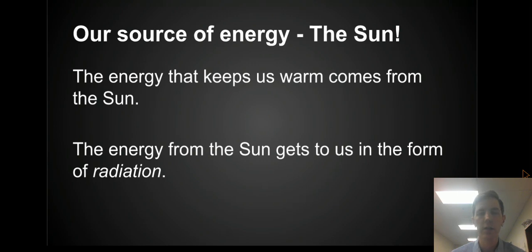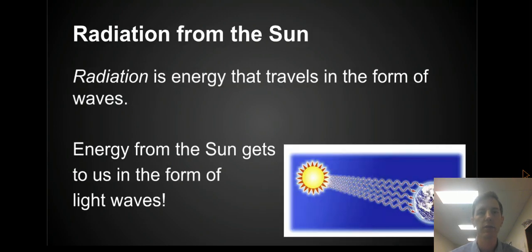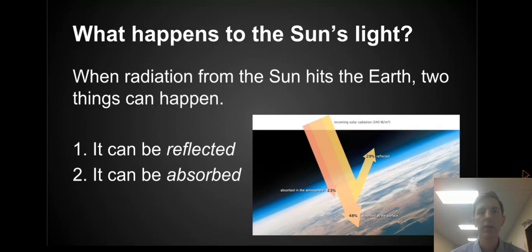And radiation, it's in one of your playlists. It's from the Conservation of Energy playlist. You hopefully already know that radiation is energy that travels in the form of waves. So more specifically, the light from the sun, when it hits the Earth, warms up the Earth. And when that light hits the Earth, there's basically two things that can happen. The light can either be reflected or it can be absorbed. So let's talk about what those two things mean.